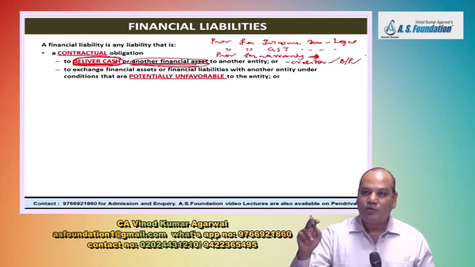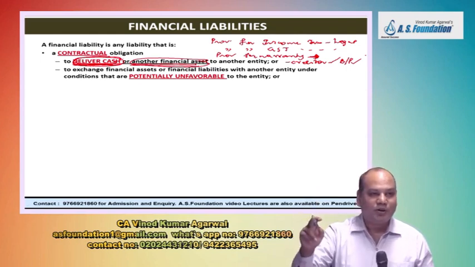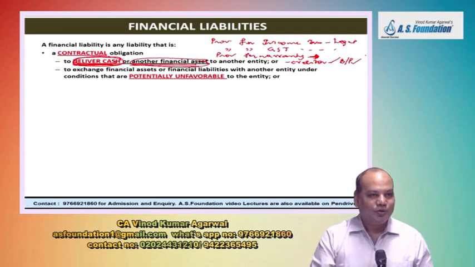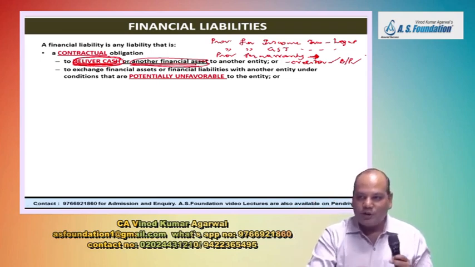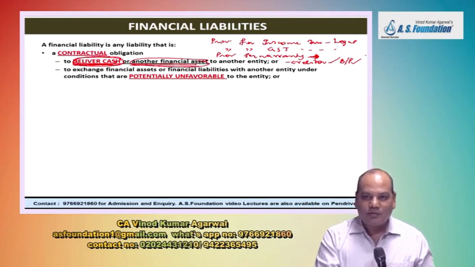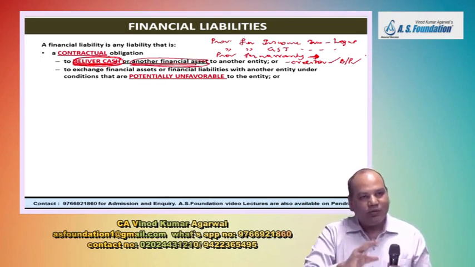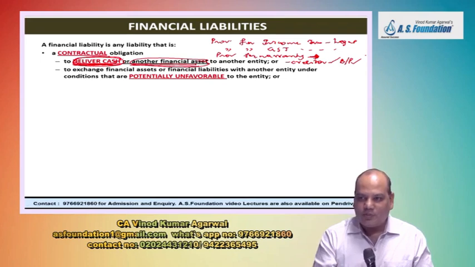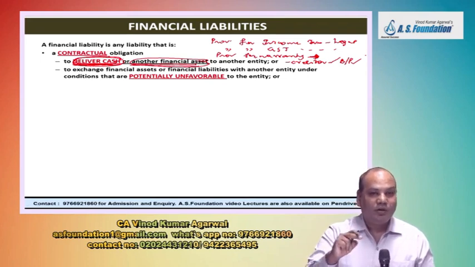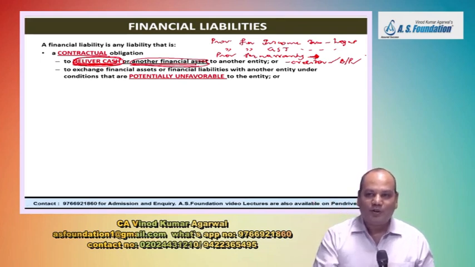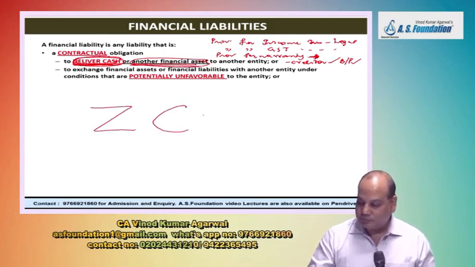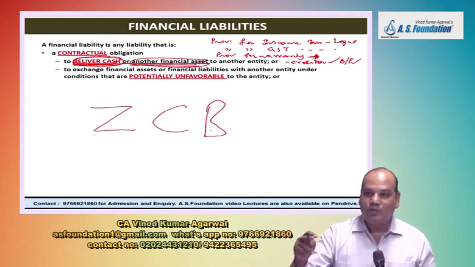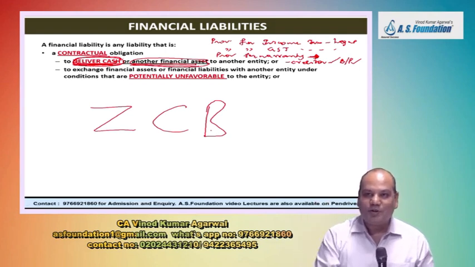Even the perpetual instruments like perpetual debt, perpetual preference share are also financial liabilities because you have to continuously pay the interest. Of course, we will see some conditions when they are not a liability, but generally they would be, because every year, even if it is a perpetual debt, you have to pay the interest. What about a zero coupon bond? Is it a financial liability? Yes. You don't have an obligation to pay interest, but you have an obligation to repay the principal amount.